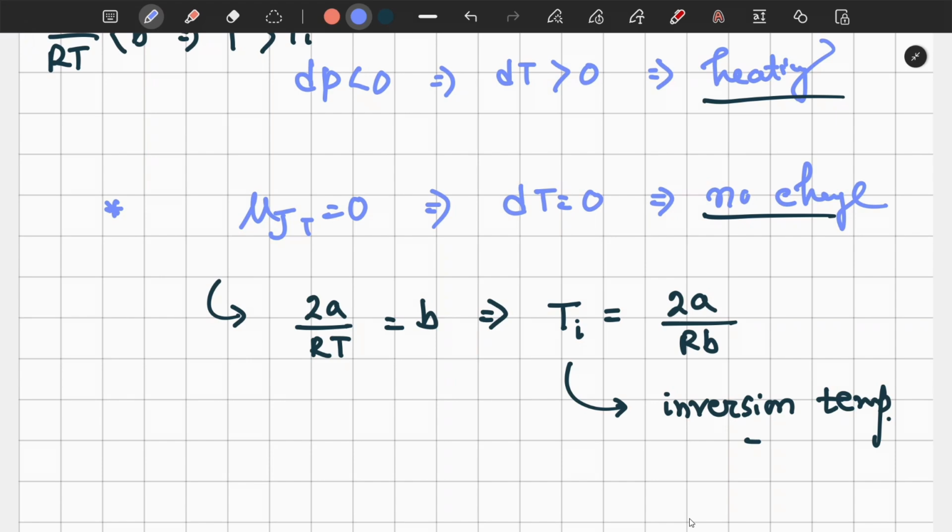Mu jet is zero, slope is zero. Mu jet is the slope, del T by del P. And in a curve, slope zero means what? That's the minimum, maximum or point of inflection. In terms of mathematics, here it is the maximum.